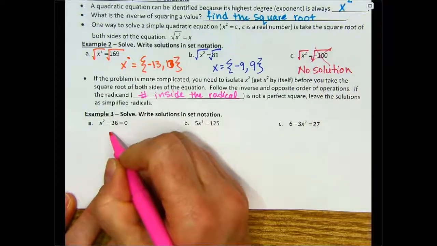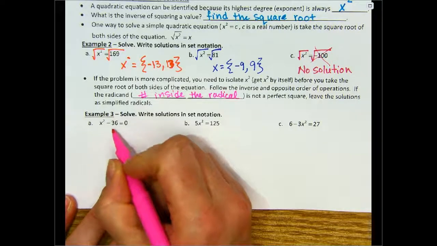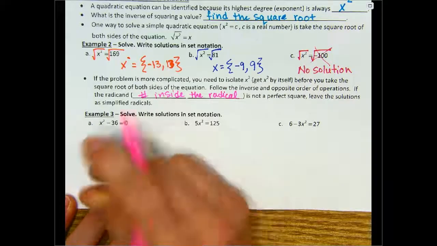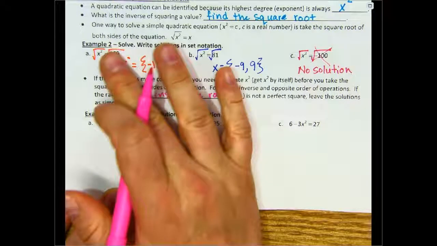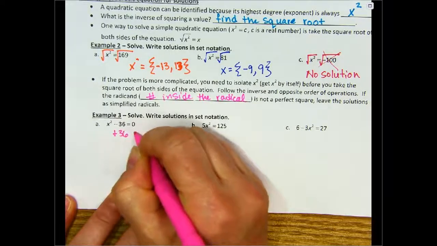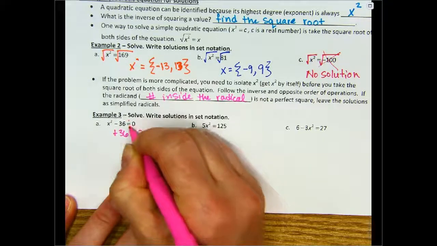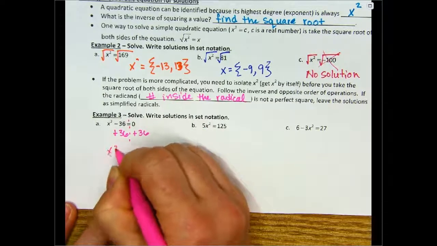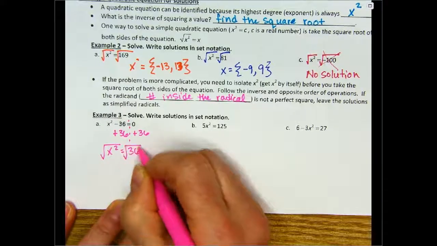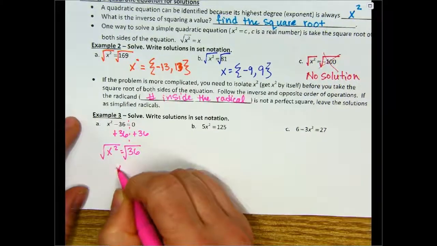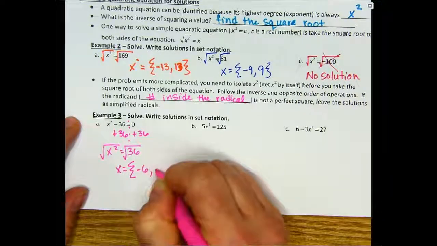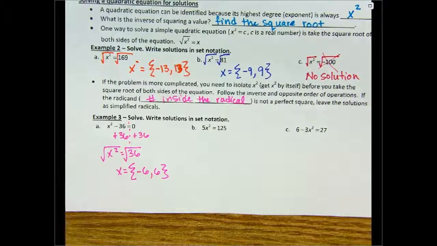All right, on this one, you can see it says x squared minus 36 equals 0. So all we want to do is make them look more like this. It's a really simple fix. We're just going to add 36 to both sides of this equation, and I get x squared equals 36. And if I take the square root of both sides now, I get x equals negative 6 and positive 6. Just like that.